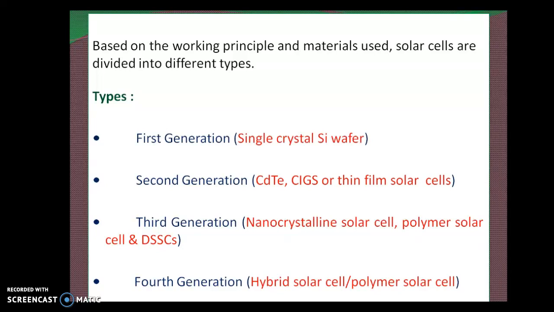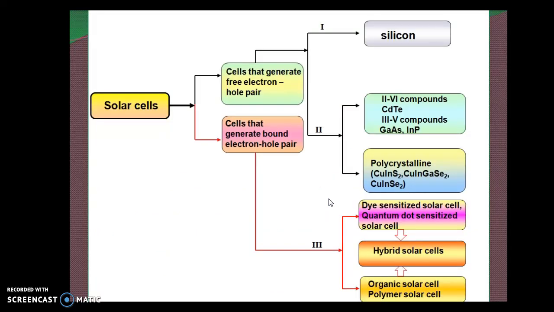The first generation solar cell includes single crystal silicon wafer, and second generation solar cells are the thin film solar cells, that means CdTe and CIGS thin film solar cells. The third generation solar cells are also called nanocrystalline solar cells, polymer solar cells, or dye-sensitized solar cells. The fourth generation solar cells are called hybrid solar cells or polymer solar cells.